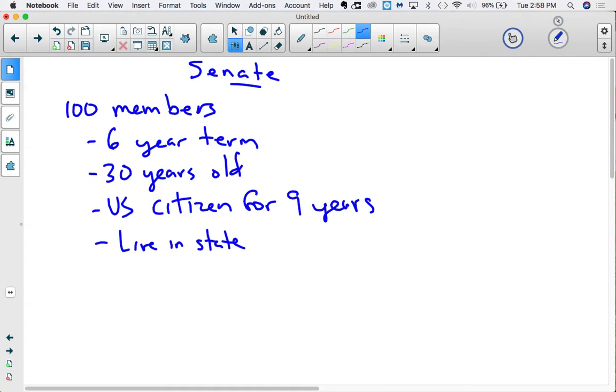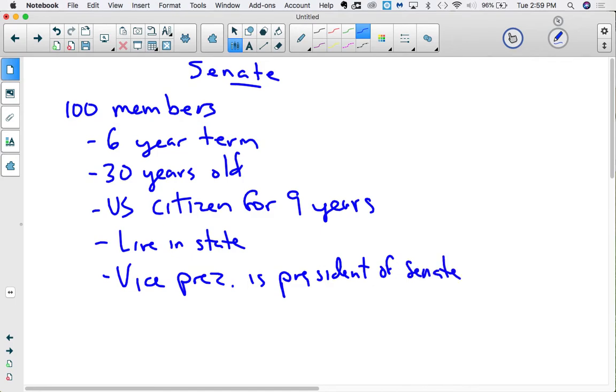The leader of the Senate is the vice president. Mike Pence is the president of the Senate. He will only vote if there is a tie. There has to be a tie in order for the vice president to vote. Does he count as one of those 100 members? No, nope.